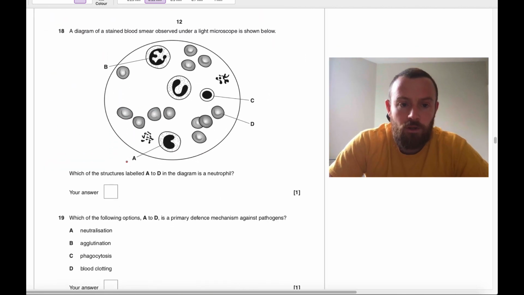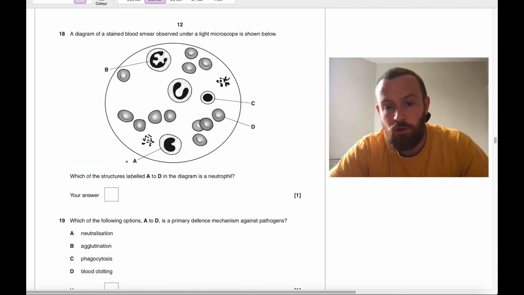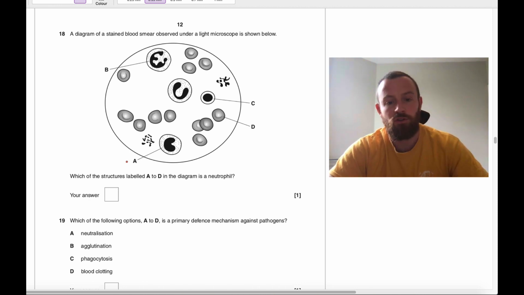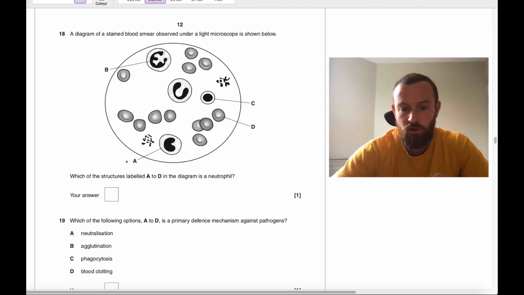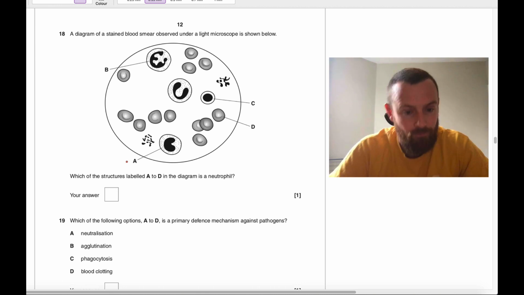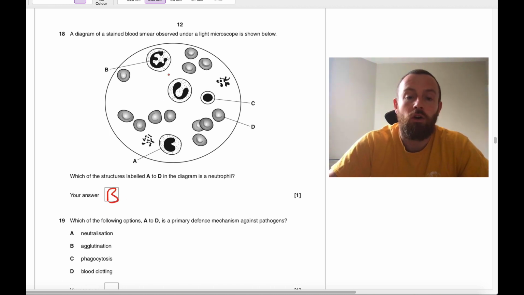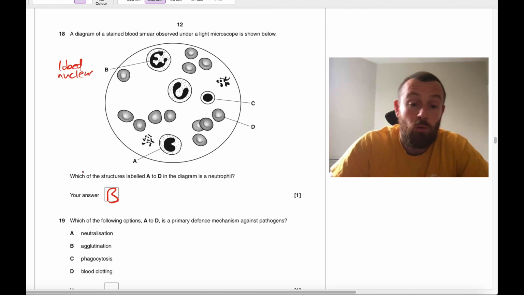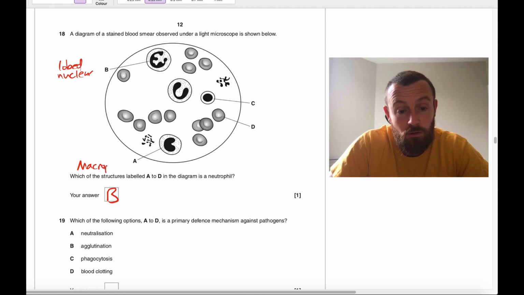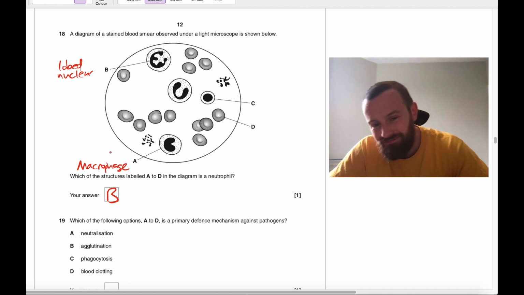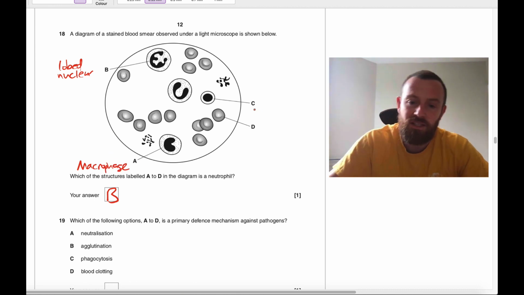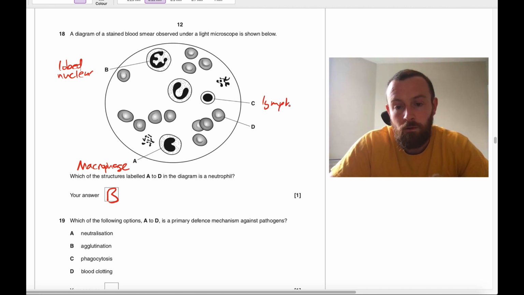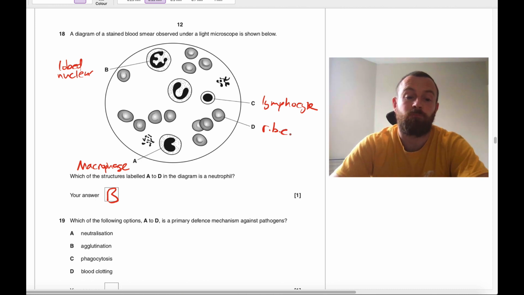Moving on, 18. Okay, diagram of a stained blood smear observed under a light microscope is shown below, which is a neutrophil. Just got to recognize this straight off. It is B. The reason is it's got a lobed nucleus. Okay, you can see that lobed nucleus. That's what you're looking for. This one, if you wanted to know, this is a macrophage or a monocyte, depending on the question. This is a lymphocyte. And this is a red blood cell, or erythrocyte.